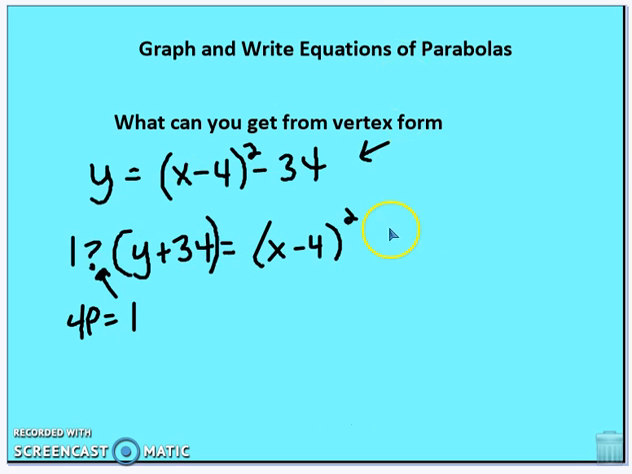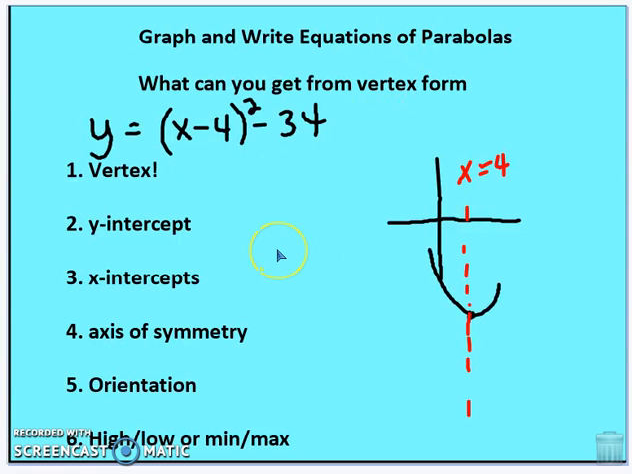All right, so things we can get from the vertex form. Well, we can get the vertex. The vertex is going to be 4, negative 34. Now, we can also convert this pretty quickly to parabolic form or general conic form by adding the 34 and then distributing out any coefficients for y. So in this case, for 4p equal to 1, p would be equal to 1/4.